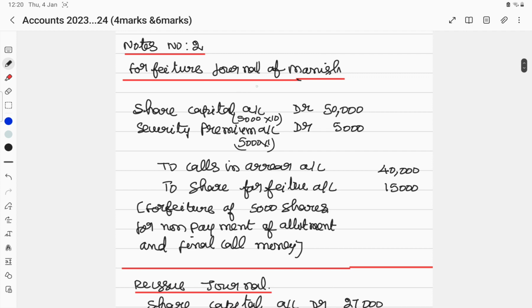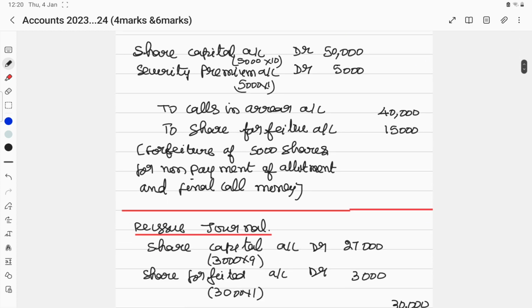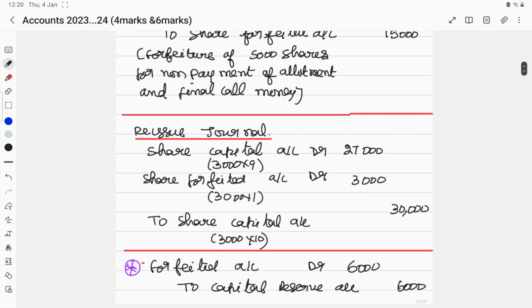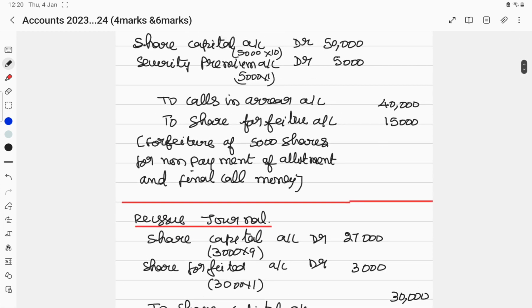Note number 2. Forfeiture journal of Manish. Share capital account debit 50,000. Securities premium account debit 5,000. To calls in arrear account 40,000. To share forfeiture account 15,000. Being forfeiture of 5,000 shares for non-payment of allotment and final call money.